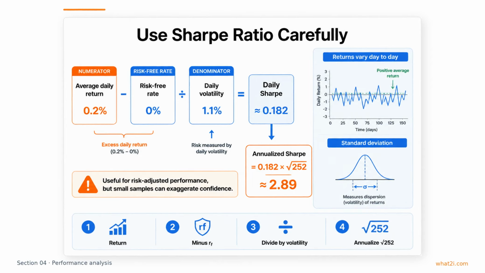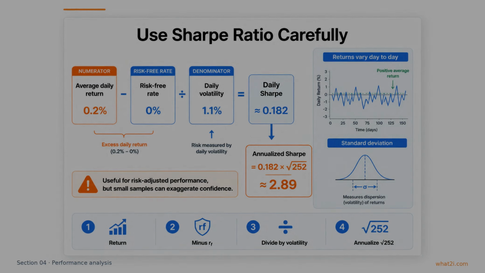The result can then be annualized using the square root of 252 trading days. In plain terms, a higher Sharpe suggests smoother return for the amount of volatility taken. But small samples can exaggerate confidence, so Sharpe works best when it is supported by enough data and other metrics.